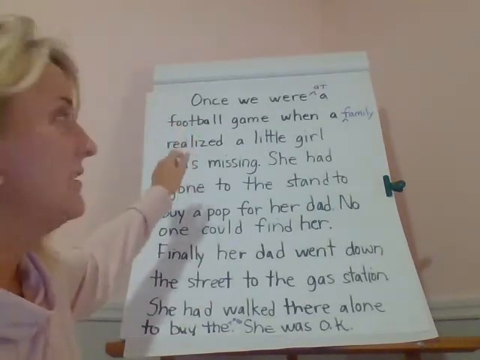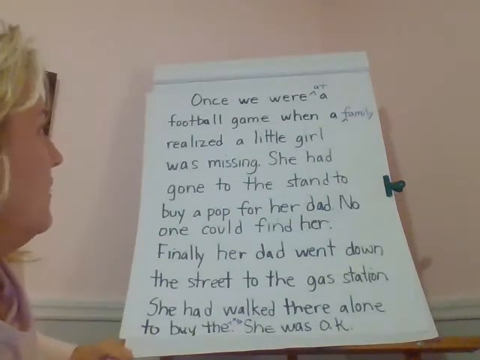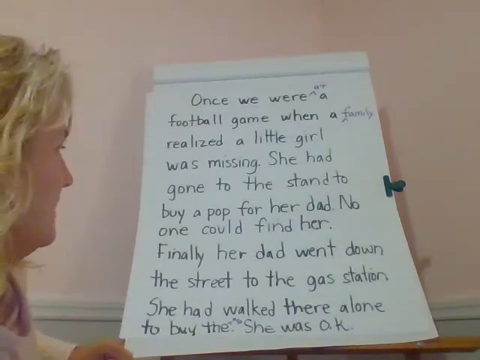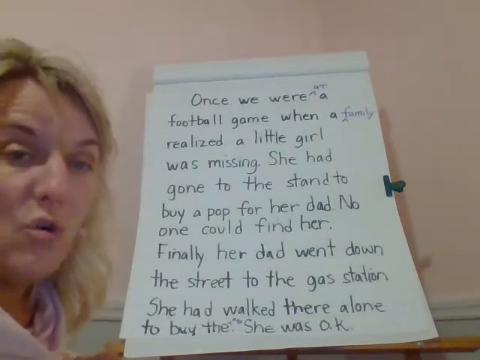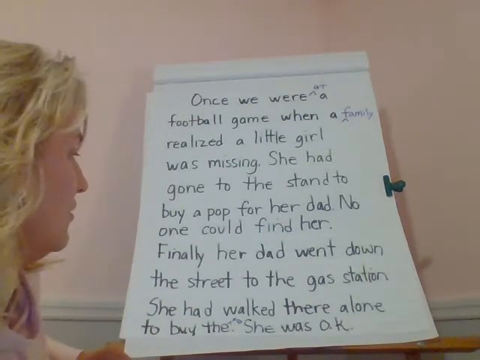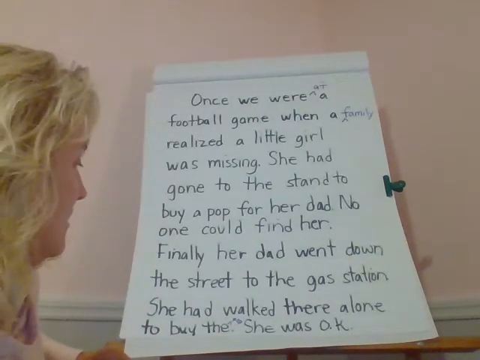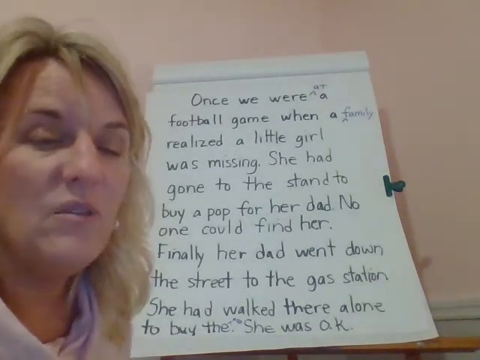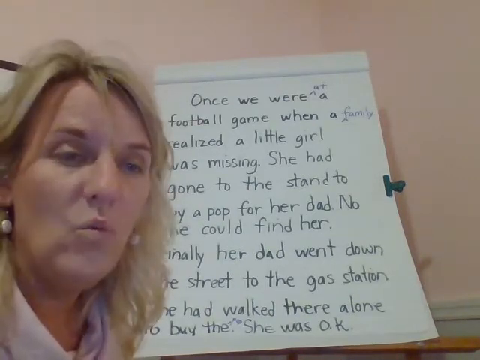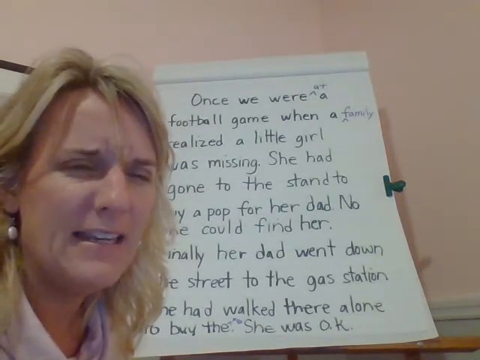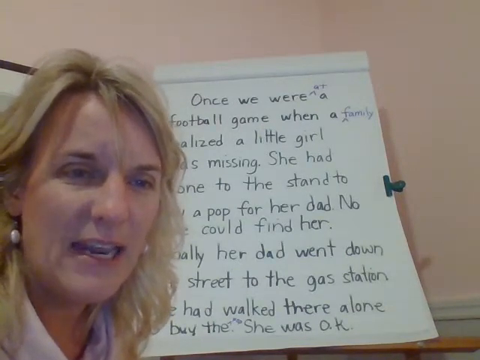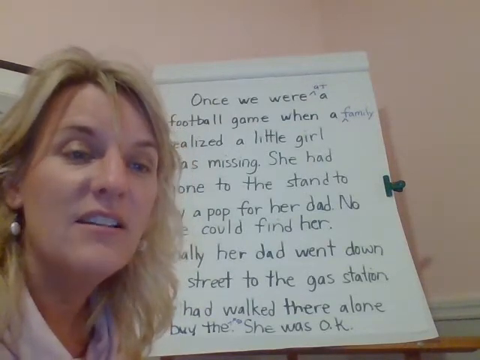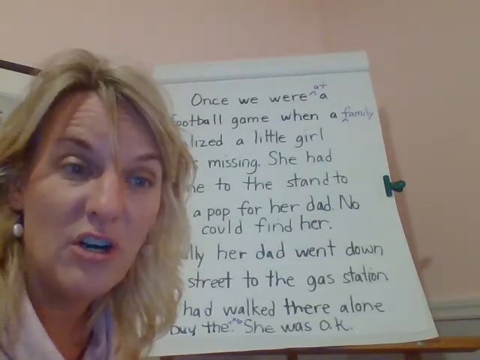So at the top, it says, once we were at a football game when a family realized a little girl was missing. She had gone to the stand to buy a pop for her dad. No one could find her. Finally, her dad went down the street to the gas station. She had walked there alone to buy the pop. She was okay. So now I'm going to add that little flap in there where I can add an extra sentence. And the extra sentence I want to add is that the dad always bought his pops at the gas station. So that's where the little girl thought she should go.